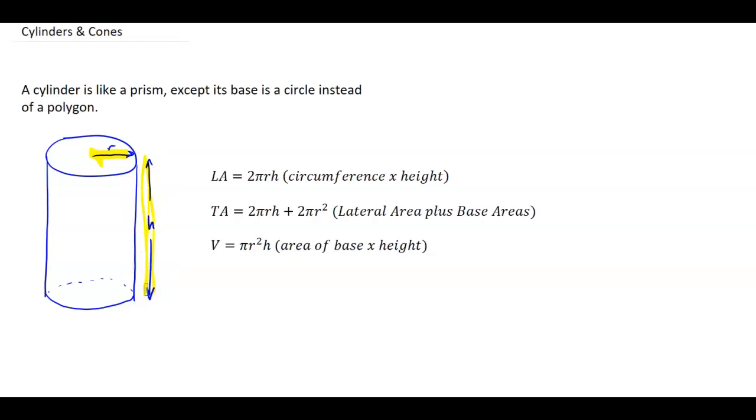Okay, now we're going to get three things here. We're going to get the lateral area, and that's going to be the circumference of the base. So that's 2 pi r, and then we multiply that by the height, and there's your lateral area. The total area, we just add the base areas to it. Well, the bases are circles, and so we have 2 pi r squared because we have two bases. And then finally, the volume, just like with a prism, is the area of the base times the height. Well, what's the area of a circle? It's pi r squared times the height.